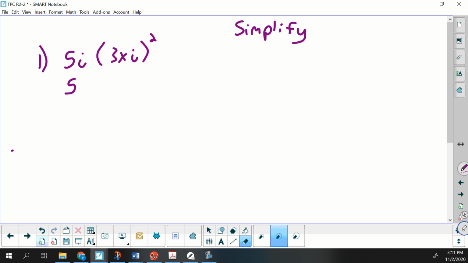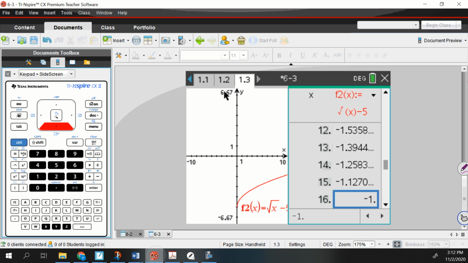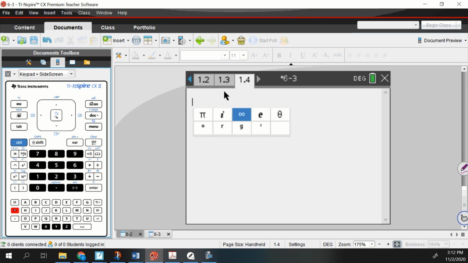And how I would suggest to write this is let's write it as 5i times 3xi times 3xi. And we're just going to multiply the like parts together. 5 times 3 is 15, times 3 is 45. x times x is x squared, and i times i times i is i cubed. Well, the i parts you can always punch in the calculator. So if we go to a calculator page, so Control Doc, add a calculator page, i is with the pi button.